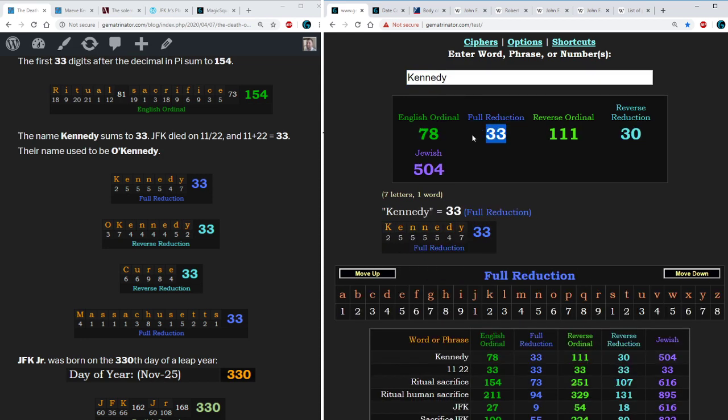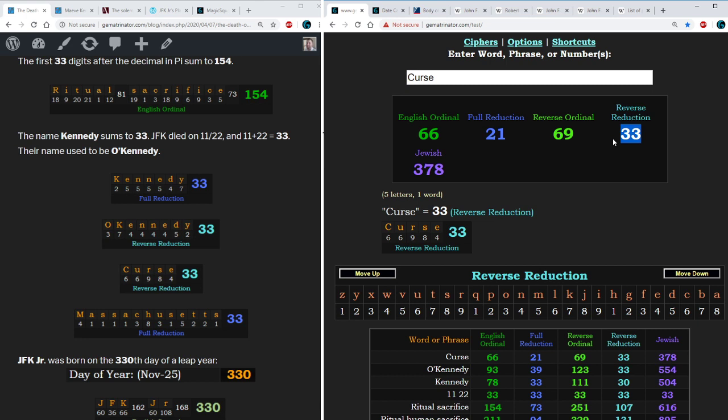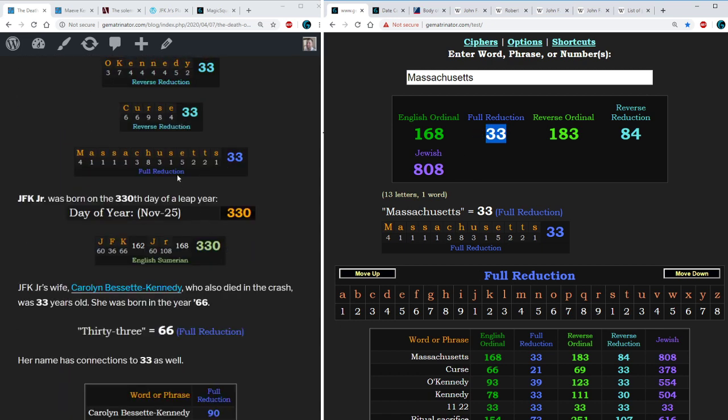The name Kennedy equals 33. This is the Americanized version. The Irish version was O'Kennedy, which is 33 in reverse. The word curse also gives us a gematria of 33. And this cursed family is from Massachusetts, one of just a handful of states to have gematria of 33 in reduction.